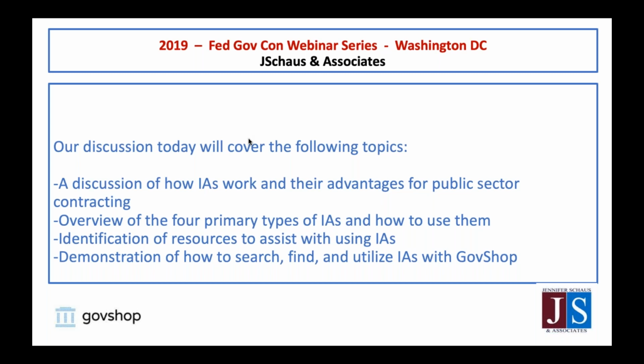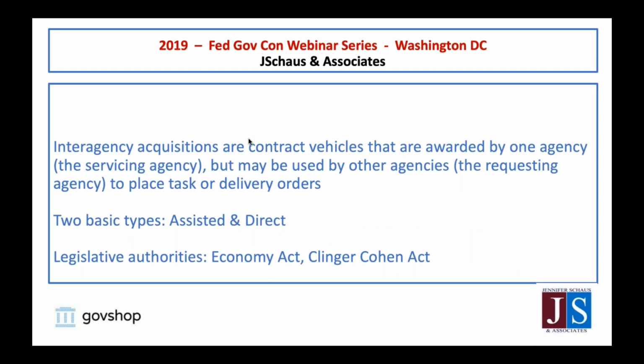And talk about what IAs are and why we might want to use them. Basically, interagency acquisitions are contract vehicles. They're hunting licenses. That's how you'll hear them described a lot, maybe around the water cooler. They are awarded by one agency, called the servicing agency, but then they can be used by other agencies to place task or delivery orders, and those other agencies would be a requesting agency. Typical contract structure is an indefinite delivery vehicle. A lot of times we'll see them done as indefinite delivery, indefinite quantity contracts.